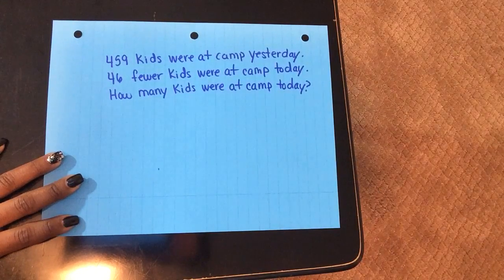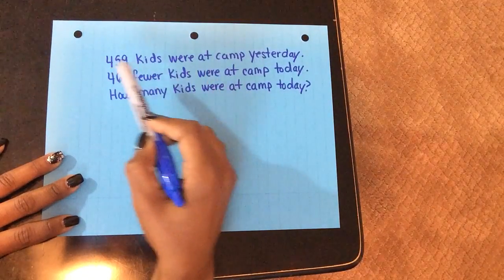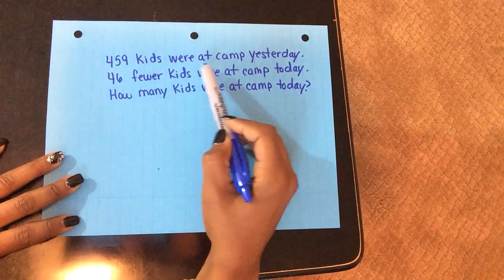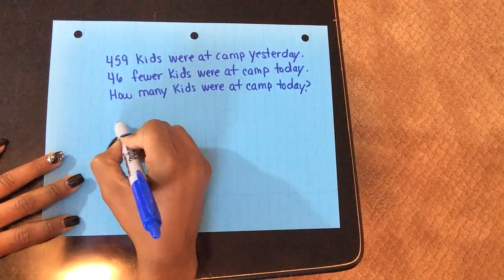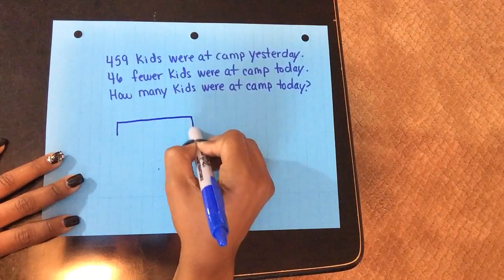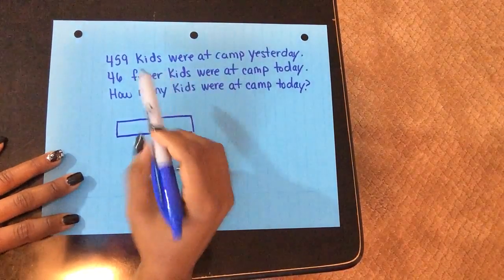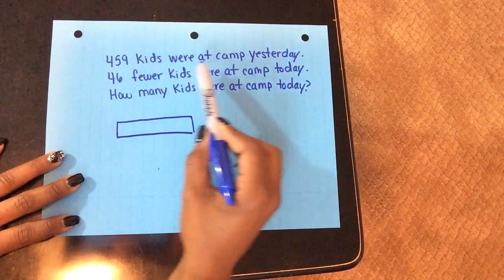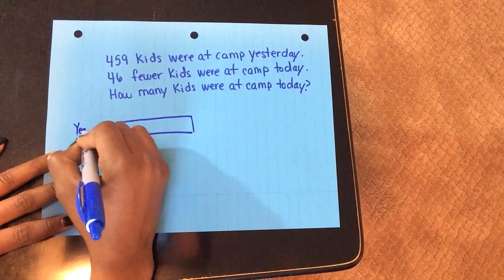Now, once again, let's start off with what we know. We know that 459 kids were at camp yesterday. So let's go ahead and draw that. All right, let me read that again. I'm getting a little flustered here. We know that 459 kids were at camp yesterday. So we're going to label this yesterday.